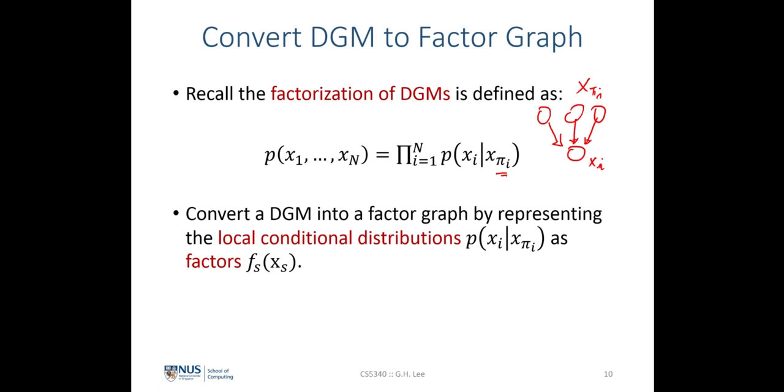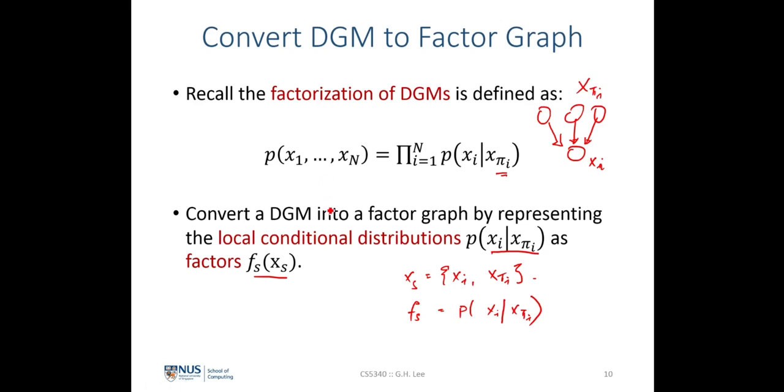Now, given the factorization from the parent-child relationship of a directed graphical model, we can directly convert a directed graphical model into a factor graph by simply representing the local conditional probability distribution given by the parent-child relation as the factors fs(xs), where fs(xs) over here is simply the same as the local conditional distributions given by the parent-child relation, and xs here would be simply the set of the node as well as all its parent nodes, and the factor fs would be simply the conditional probability of xi conditioned upon pi.